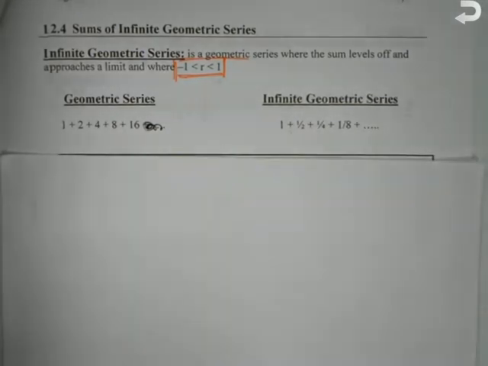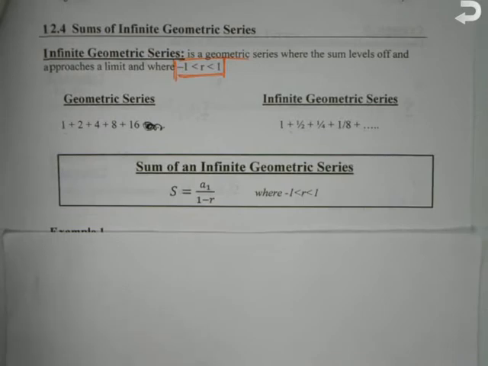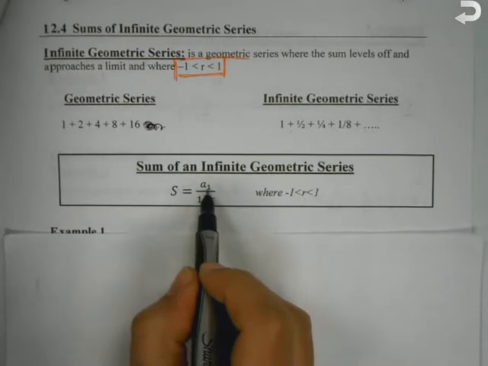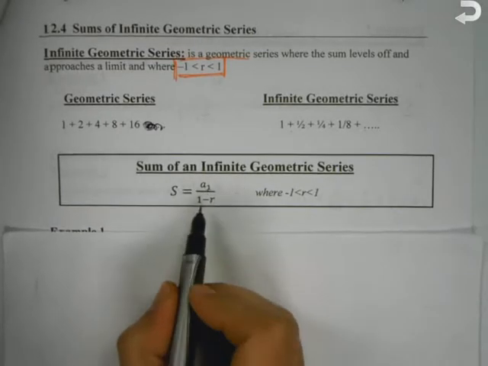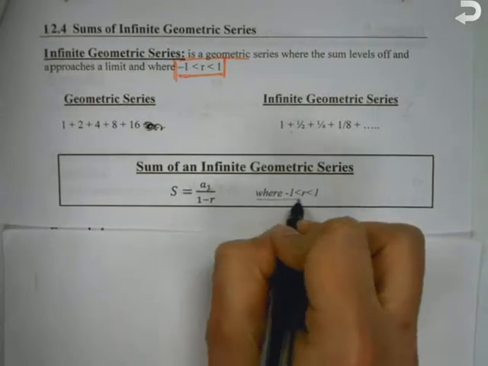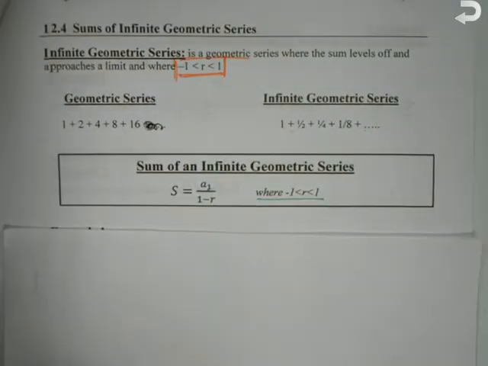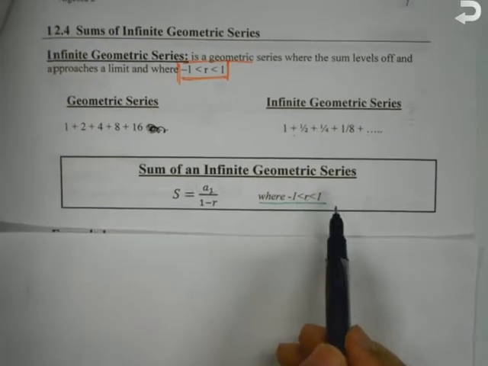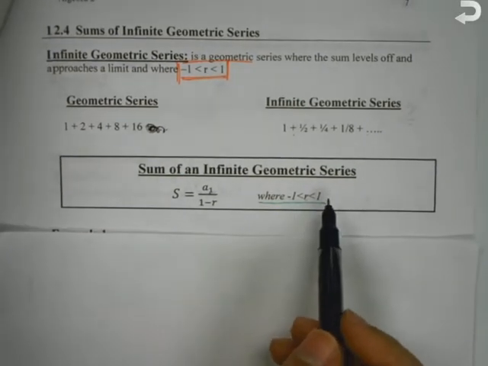Alright, so we have a formula. The sum of an infinite geometric series, sum, equals a sub 1, the first term, over 1 minus r. But you need to check that r is between -1 and 1. Okay? So if we figure out what r is, and it is not between -1 and 1, there is no sum, and we don't have to do any work. Okay?